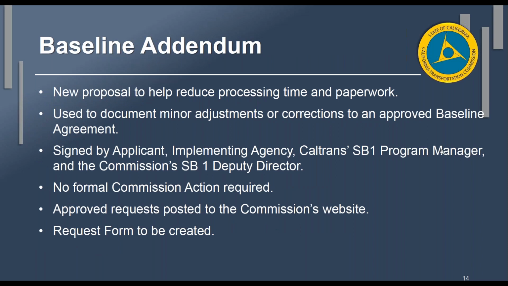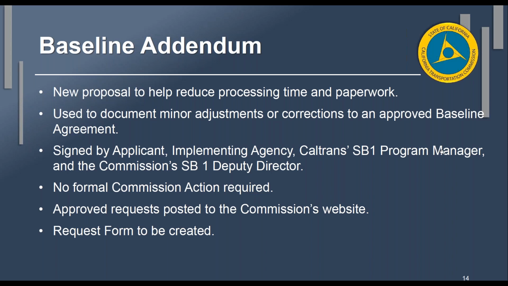So this is a baseline agreement addendum. And what we're trying to do here is, because we know that the baseline agreement process can be time consuming, lots of paperwork, lots of signatures. So what we're trying to propose here is a way to help reduce processing time and paperwork. And what we were thinking is calling this a baseline addendum. And it would be used to document minor adjustments or corrections to an already approved baseline agreement.